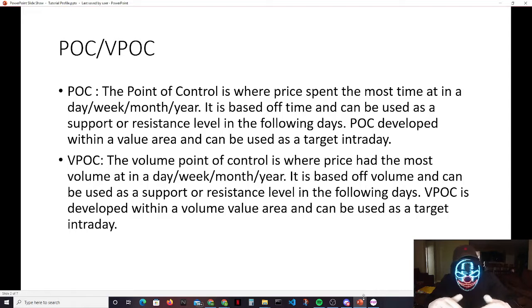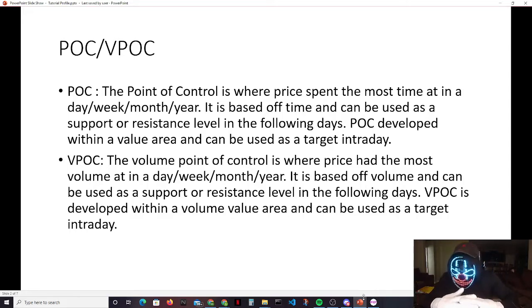VPOC is the volume point of control, where price had the most volume in a day, week, month, or year, and it is based off volume. It can be used as support resistance levels, the same thing as POC, in the following days, and is developed within a volume value area, and it can be used as targets intraday. Same thing as POC. So that's the by the book definition.